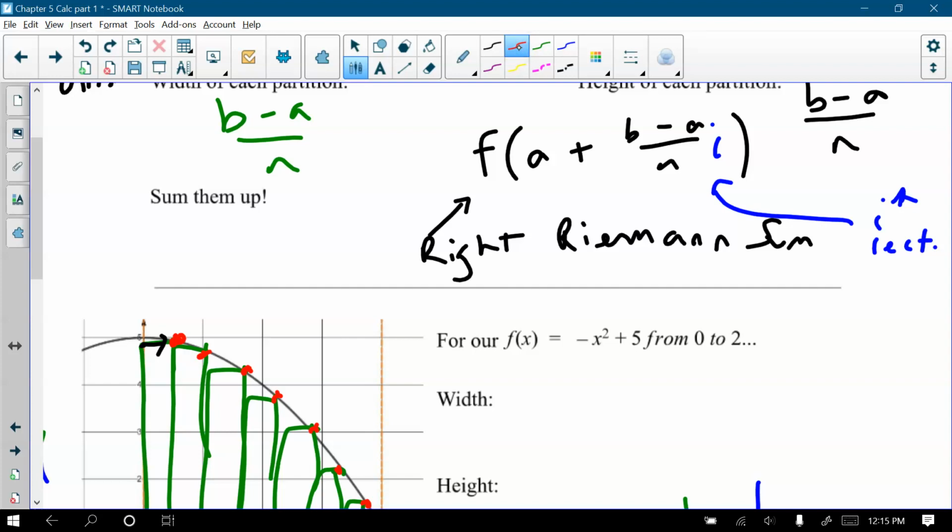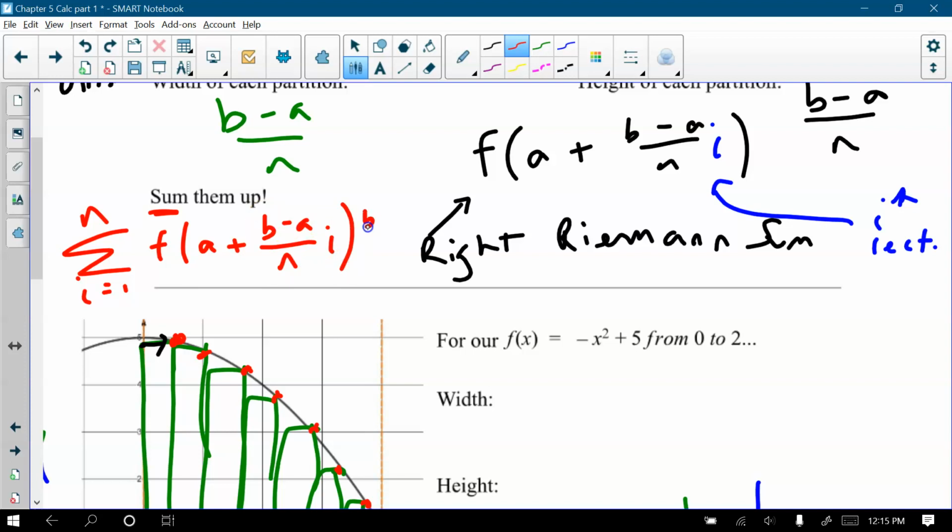Now I'm going to add them all up. So I need a sigma. We're going to do from i equals 1 to n of, here we go, f of. I'm so excited. I am pumped, because honestly, this is the coolest thing since sliced bread. Okay, that's your sum to find your area given any number of n rectangles for any function. That's pretty cool. You can't tell me that that's not cool.